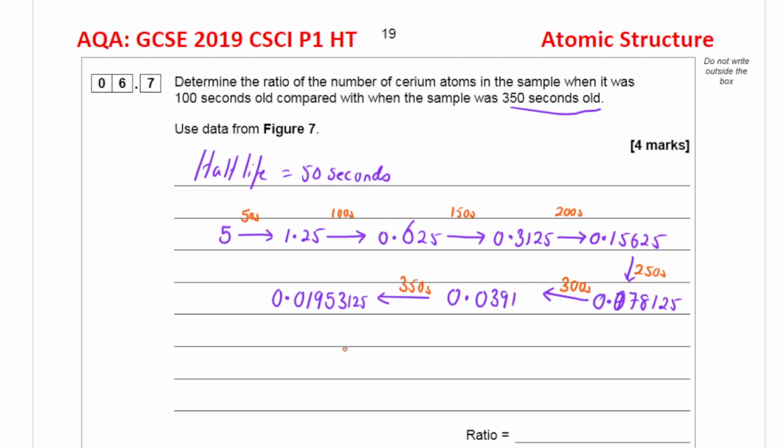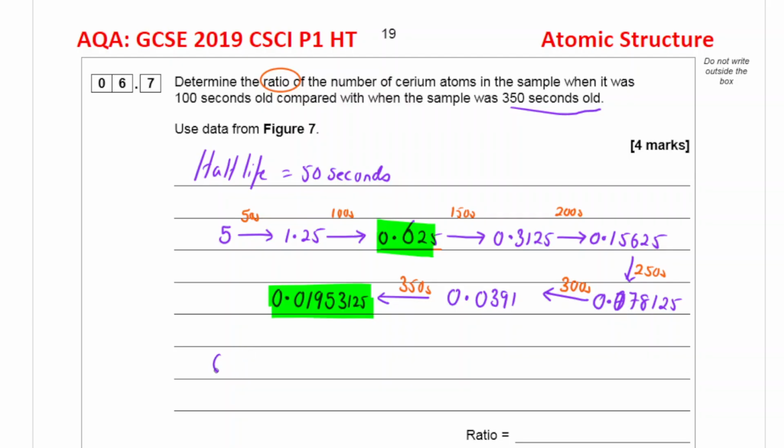Let's see if this works. We are trying to work out the ratio of the number of cerium atoms in the sample when it was 100 seconds old compared to 350 seconds. We are not actually starting off at 5, are we? At 100 seconds it should be 0.625, and at 350 seconds it's this number. So I need to find the ratio of those two.